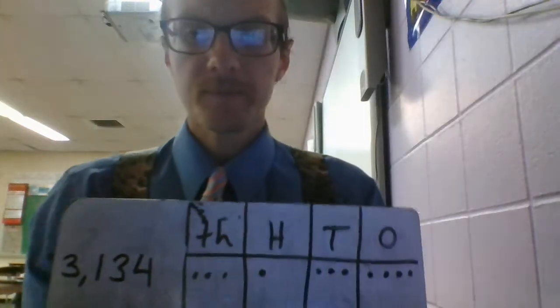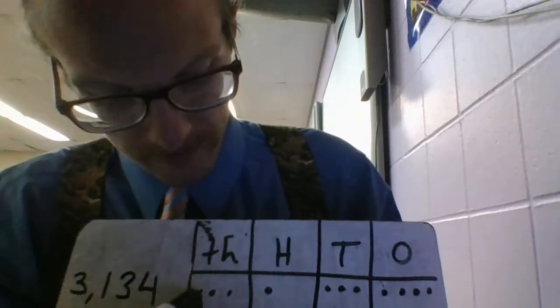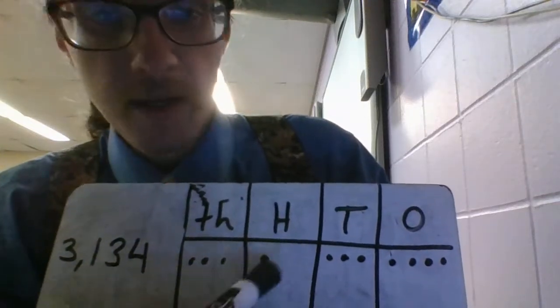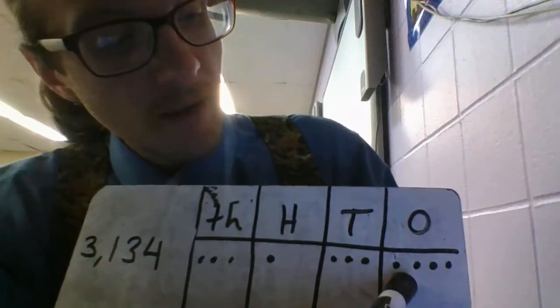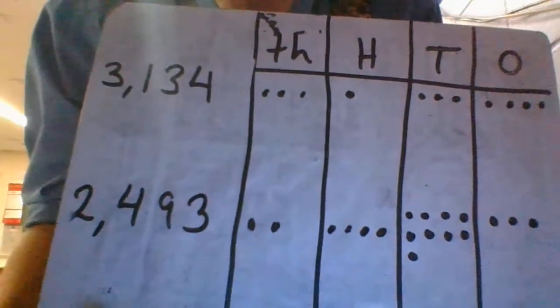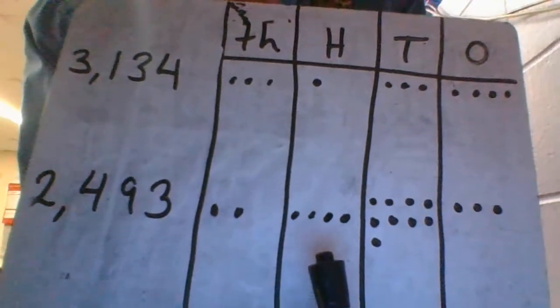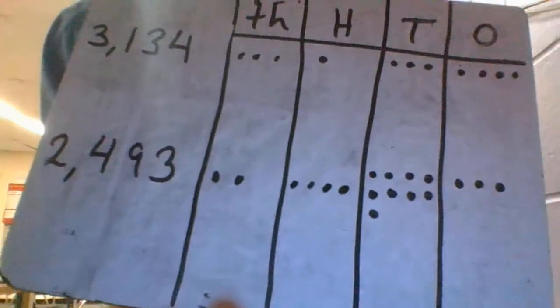Now we're going to look at that in a place value chart. So 3,134 is 3 thousands, 1 hundred, 3 tens, and 4 ones. 2,493 is 2 thousands, 4 hundreds, 9 tens, and 3 ones.